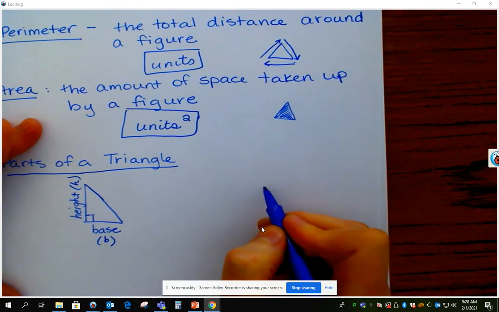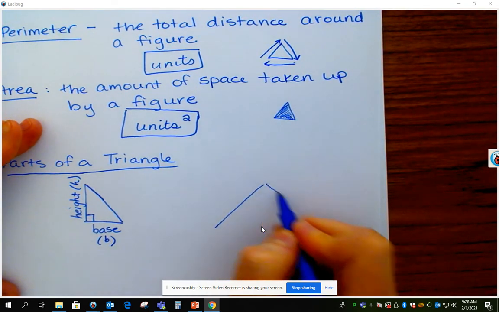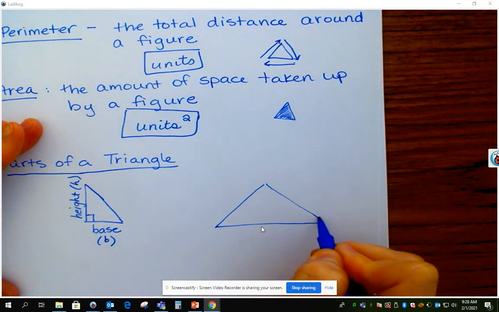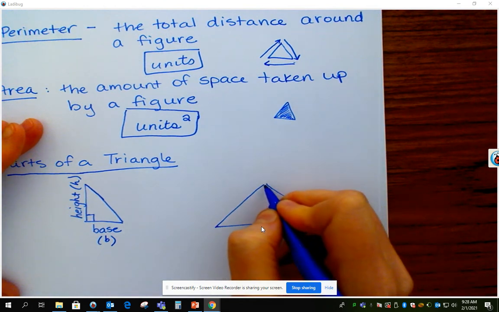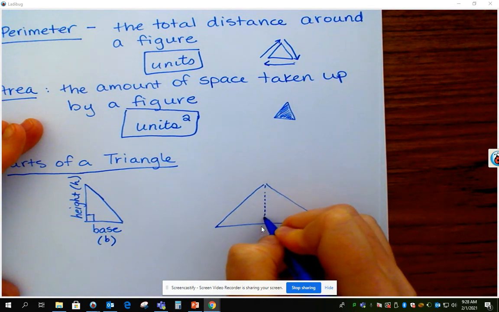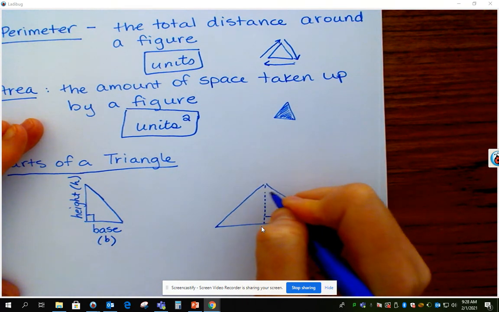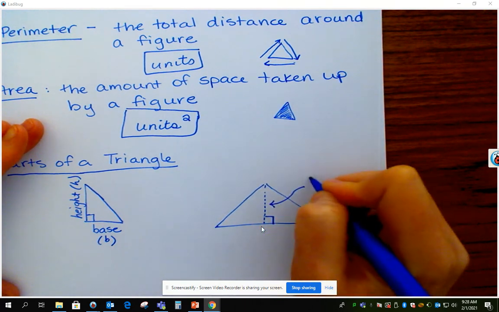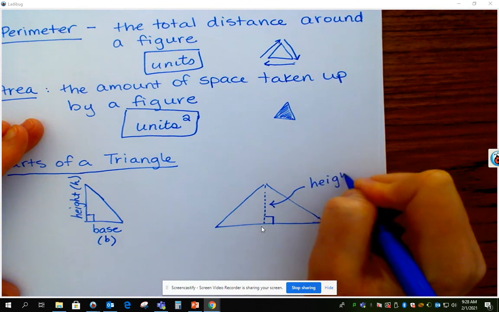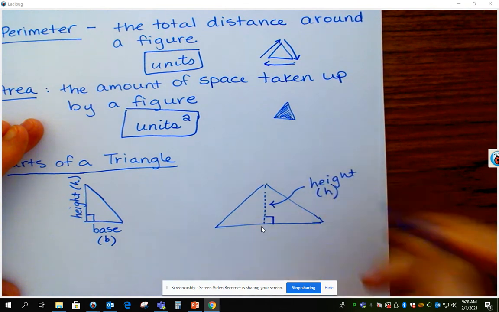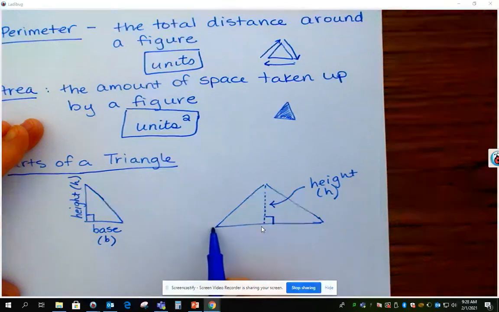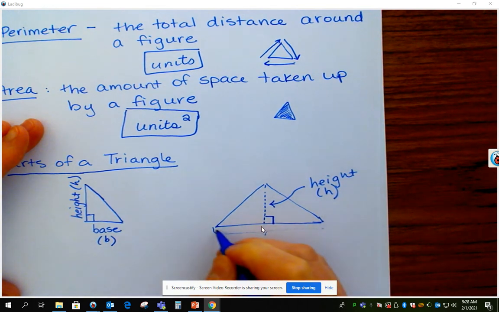The other way you might notice a triangle is if it's like this, one that does not have a right angle, we'll have a dotted line coming down at a right angle to measure our height. So this dotted line is the height of our triangle. And in this case, the entire bottom is the base.